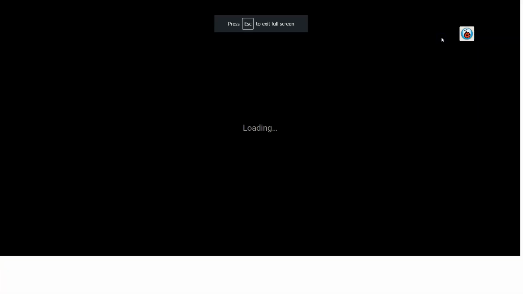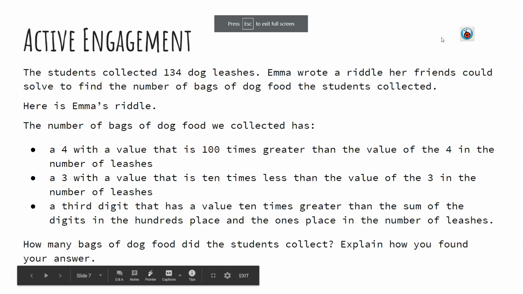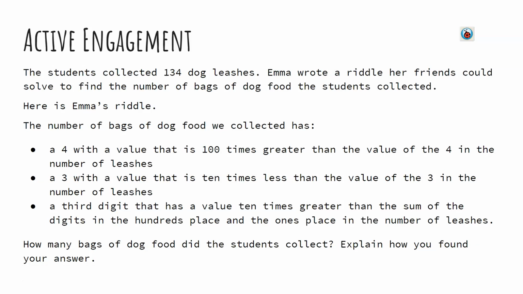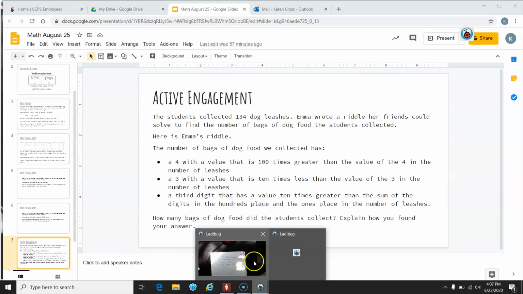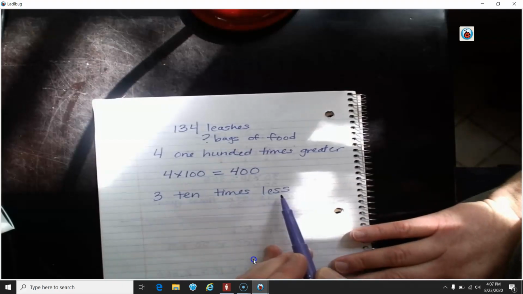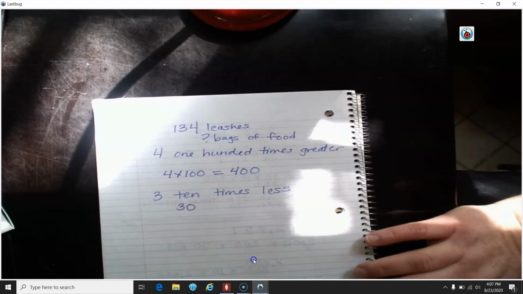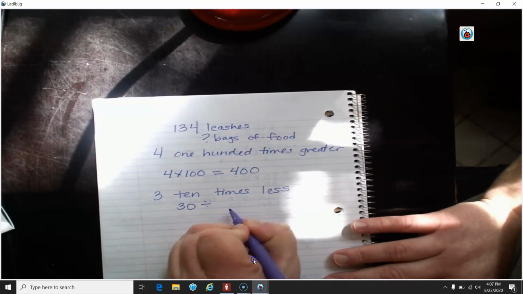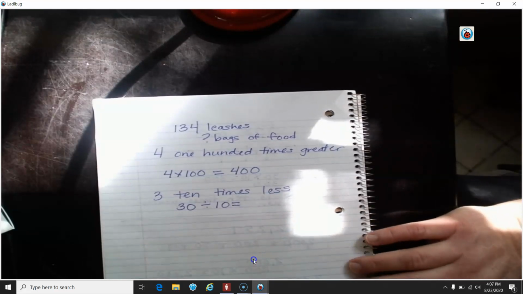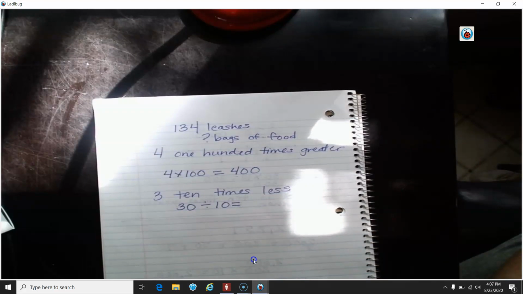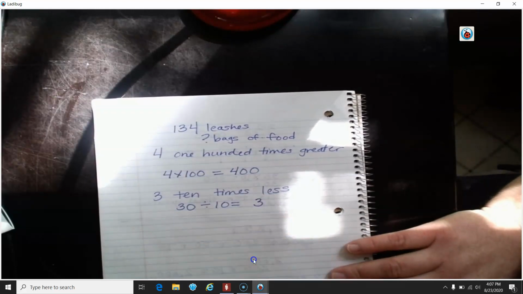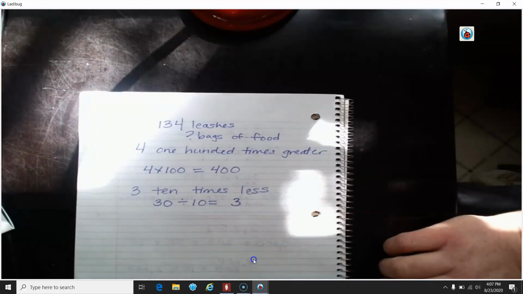Let's look back at the problem. Now, part 2 says there is a 3 with a value that is 10 times less than the value of the 3 in the number of leashes. Okay, less. So, I've got to think backwards this time. So, the 3 is 10 times less than this 3, and that 3 has a value of 30. Now, 10 times less means that I'm going to divide that number by 10. If I divide 30 by 10, how many groups of 10 do I have in 30? I believe I have 3. Okay? So I'm guessing maybe that's going to be my ones value.